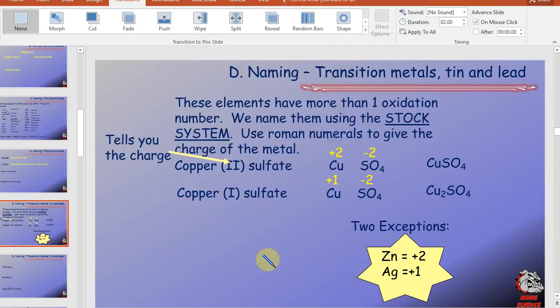We're going to use something called the stock system, because transition metals, tin, and lead are what I call multivalent. They have multiple charges on them. And so the example I gave here is copper. There's a copper 2 and there's a copper 1. So you have to tell people what type of copper that you have.